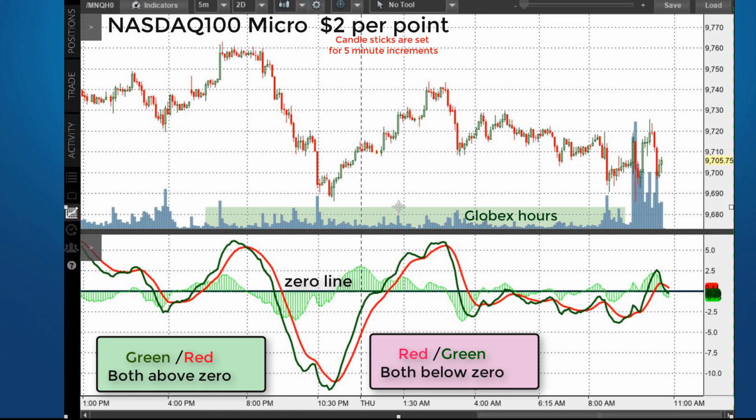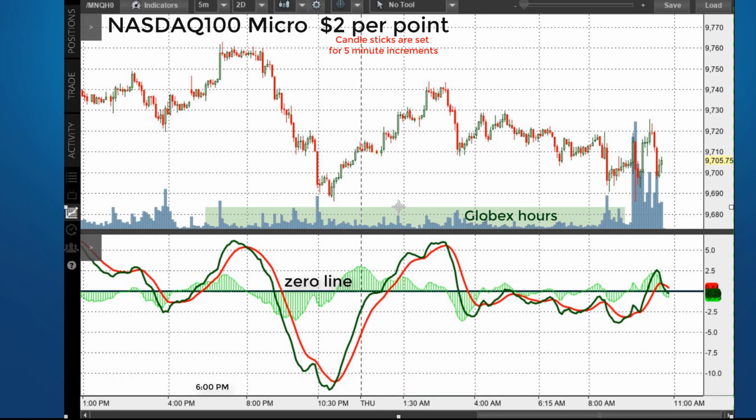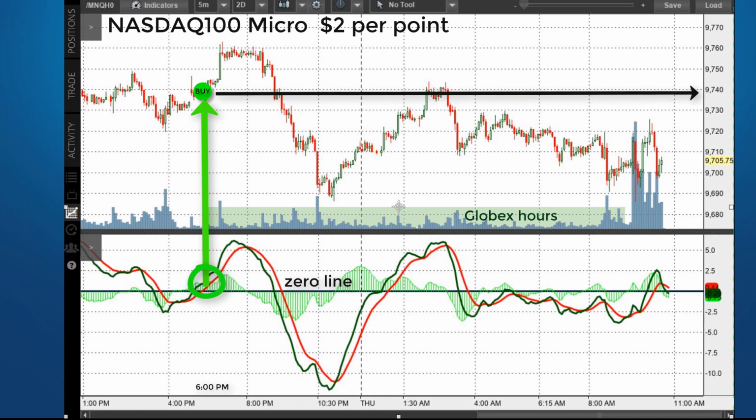Now, let's have some fun. If you thought that overnight Globex trading might be a little dull, you're really going to like these examples, because there's plenty of action on this particular evening. Let's take the first buy signal. I see it just after 6 o'clock with the green line over the red line, and both being over the MACD 0 line right here. So we issue a buy order, and we're long one NASDAQ100 Micro Emini future at 97.38.